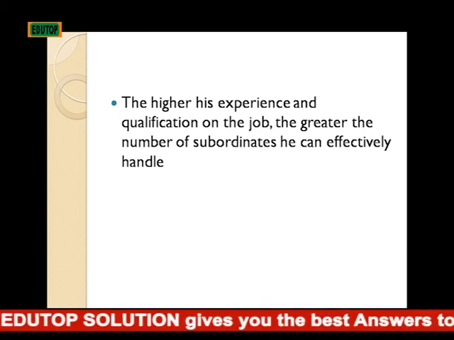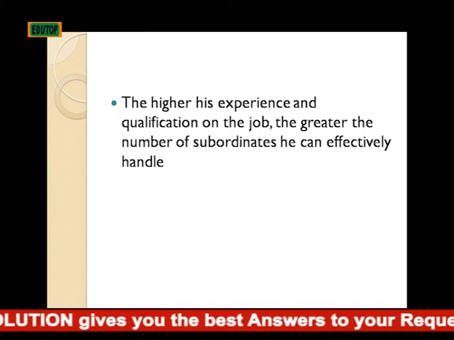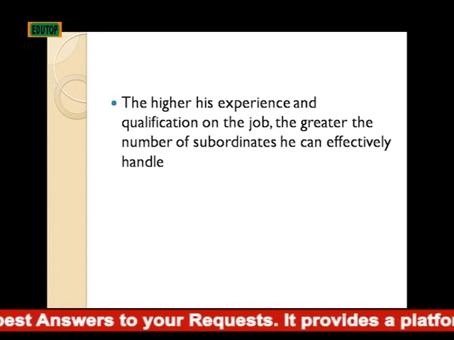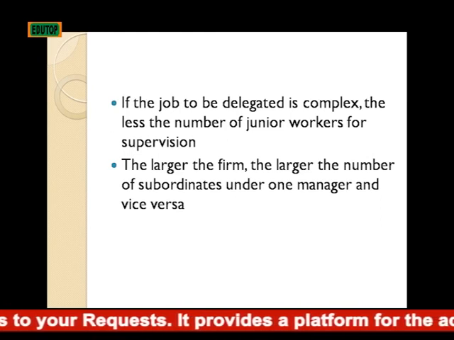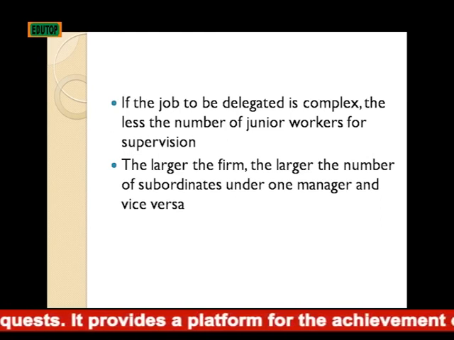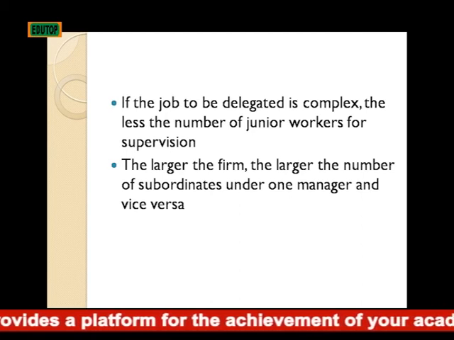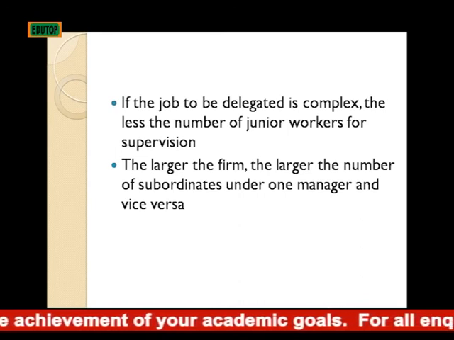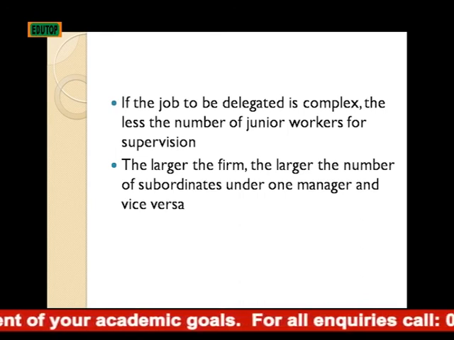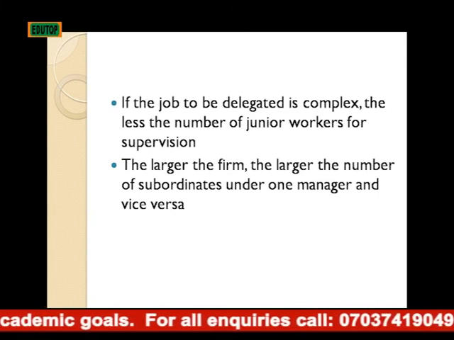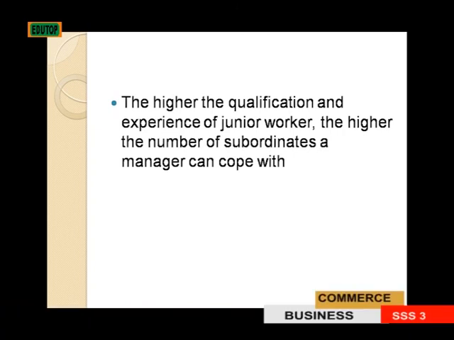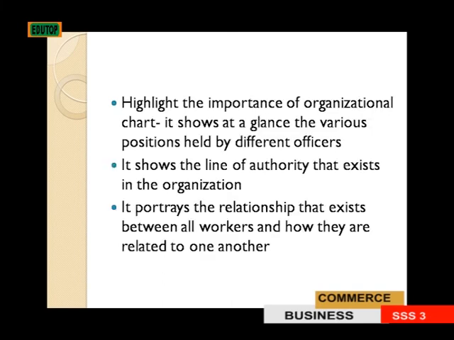1. The higher his experience and qualification on the job, the greater the number of subordinates he can effectively handle. Another one, if the job to be delegated is complex, the fewer the number of junior workers for supervision. Another one, the larger the firm, the larger the number of subordinates under one manager and vice versa. Also, the higher the qualification and experience of junior workers, the higher the number of subordinates a manager can cope with.